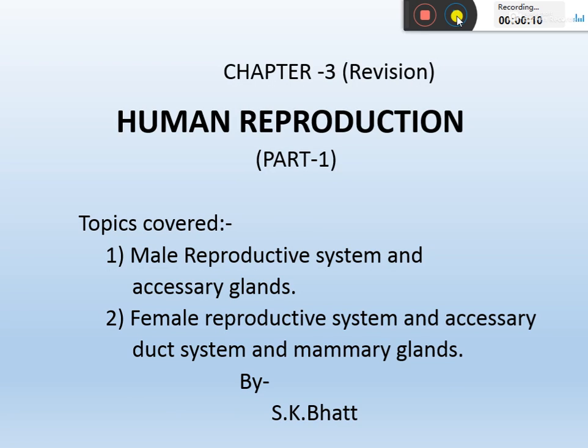In its first part, we'll cover the following topics. The first is the male reproductive system and its accessory glands. Second is the female reproductive system, the accessory duct system, and the mammary glands.